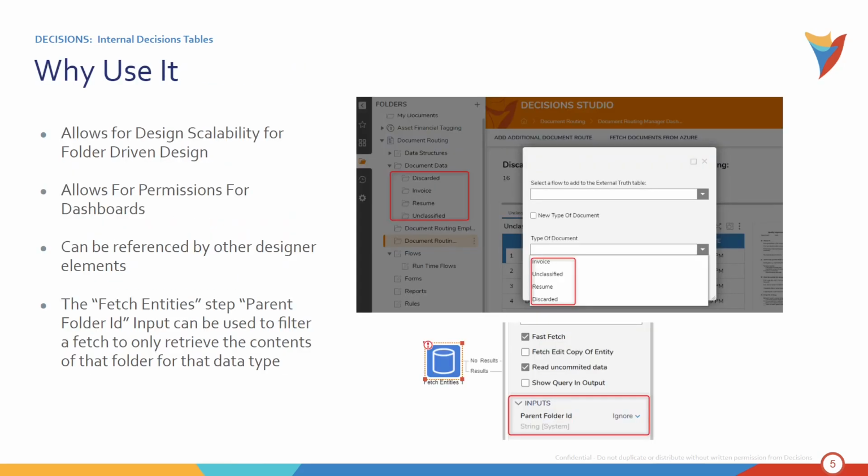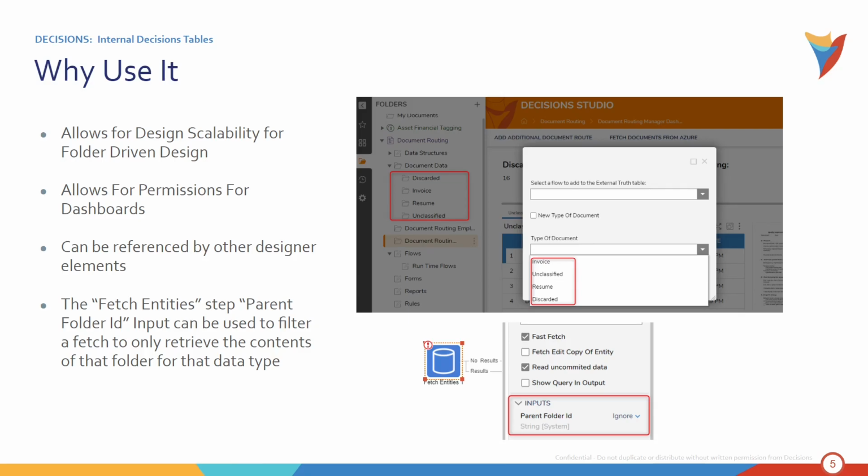So why do we use it, right? There are two reasons. One, like I talked about earlier, it allows you to create this kind of folder-driven design for scalability, where you can say, hey, I want to only fetch designer elements located in this folder. Then, because of those folders, you can put permissions on them and say, hey, only certain users can view those elements, because you can put permissions on the folder where those designer elements reside. So that's the application here.